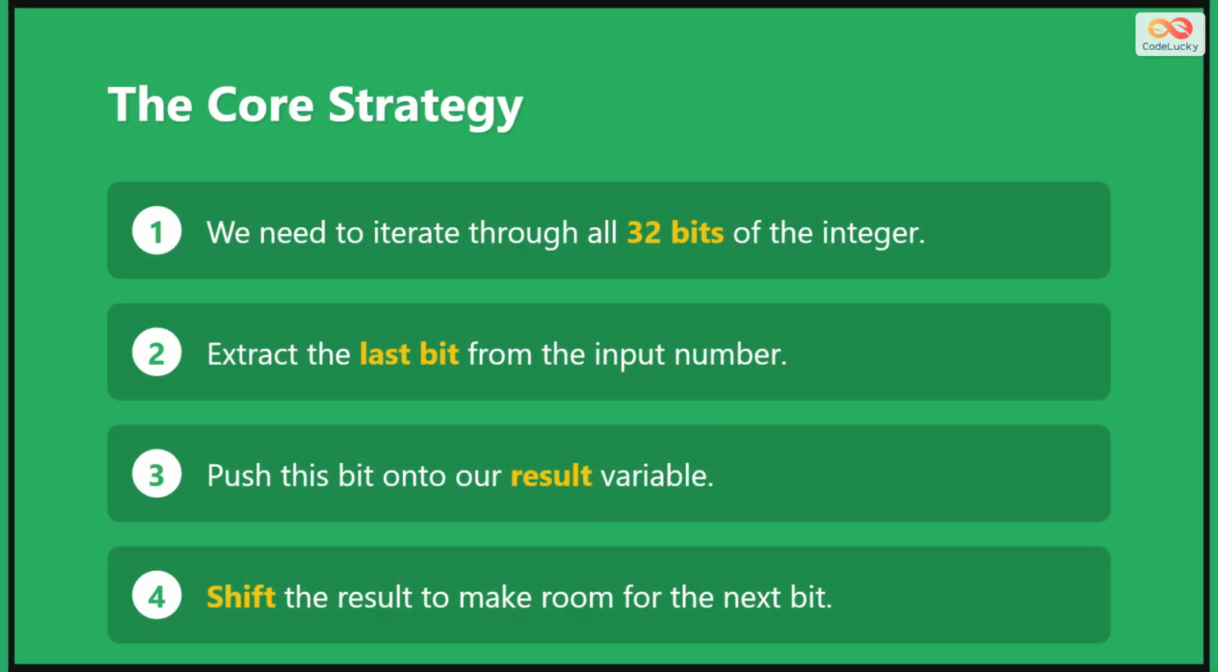So, how do we solve this? We can treat the 32 bits like a queue. We will iterate through all 32 positions. In each step, we extract the last bit from our input number, push it onto a new result variable, and then shift our result to make room for the next one.